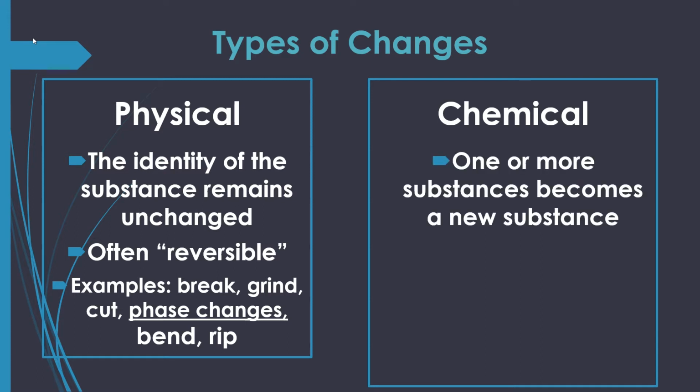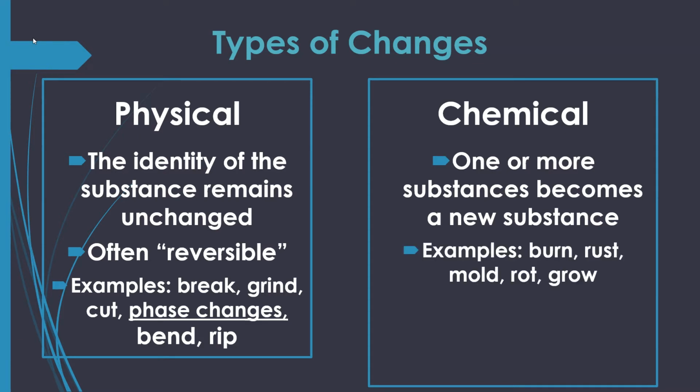Chemical changes: what's more important than the changes themselves is how to identify them. You make new substances out of other things: burning, rusting, molding, rotting, growing. And that's the one that upsets me, growing is considered a chemical change. So grass is still grass as it grows, but that's considered a chemical change, not a physical change. And that's where this becomes a little more philosophy, and I don't like getting into it.